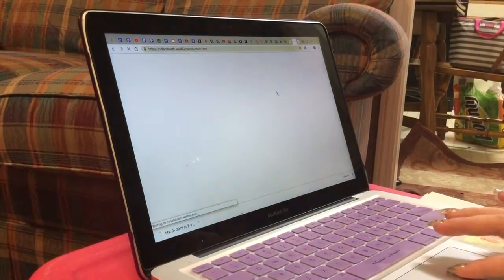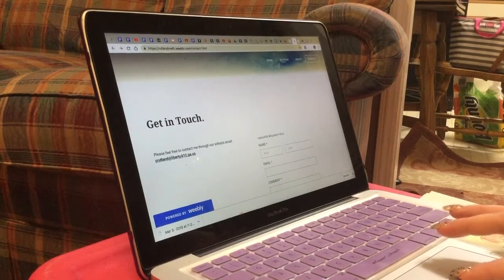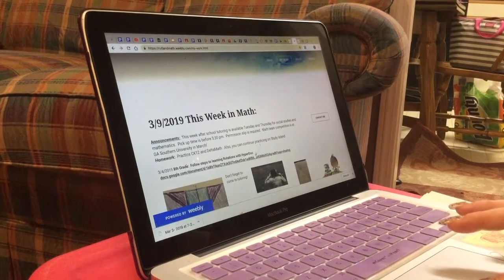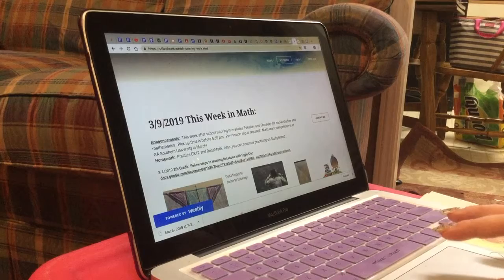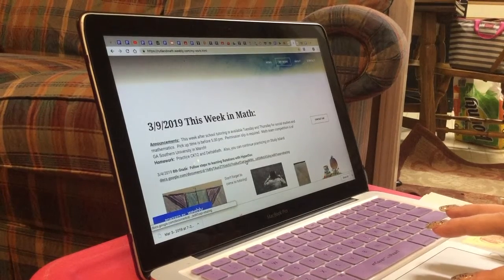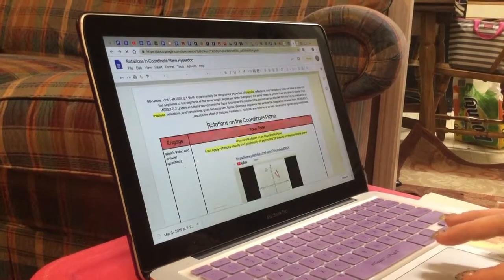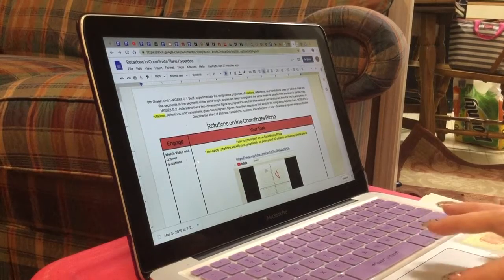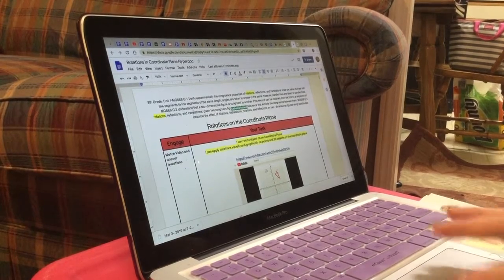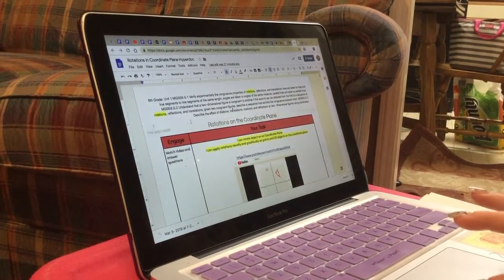This is from our district. I created a Weebly website, which links to it. This week in math, we've got a HyperDoc, learning rotations. And here it is. We've got 8th grade. It's from Unit 1, but as a district, we decided to put it at the end.